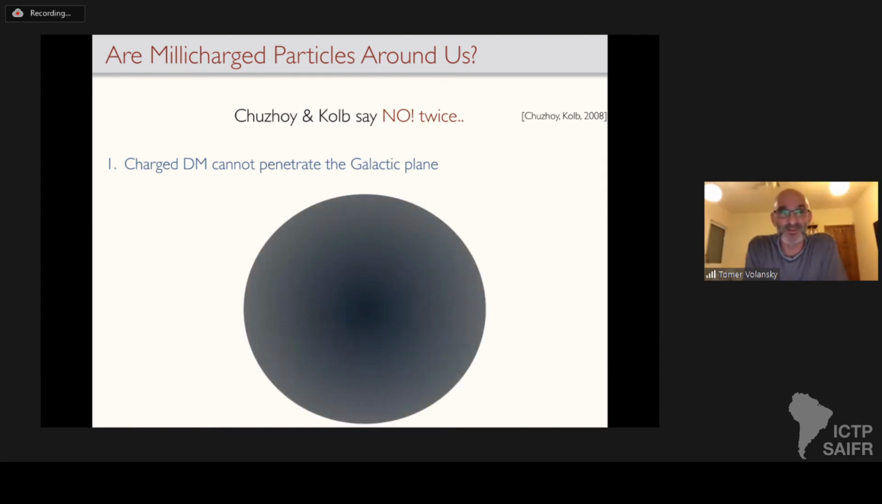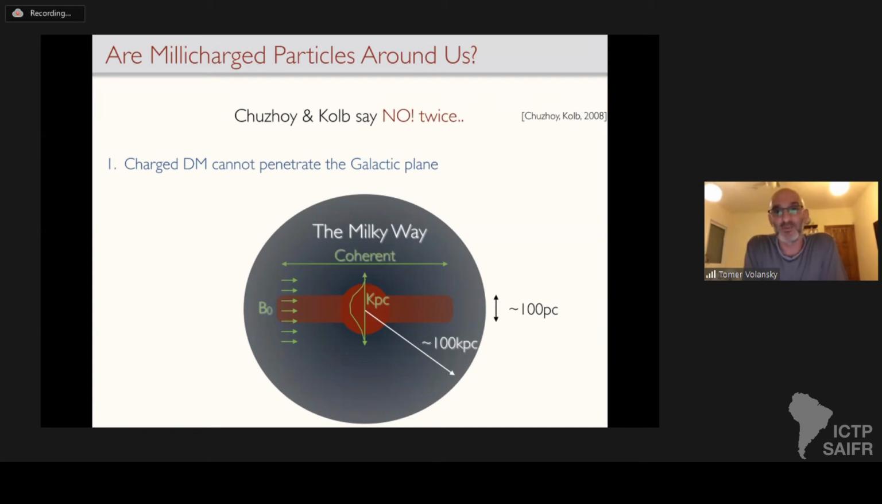So I'm going to explain it at that level. This is a ball. It's our galaxy, and it's roughly 100 kiloparsec. There's a galactic plane inside, which is roughly 100 parsec, and there's a bulge, which is roughly a little bit more, a kiloparsec or so. And then there are coherent magnetic fields, which are aligned with this galactic plane. The point is the following: if a particle comes in, and its gyro radius is smaller than this 100 parsec, then it just gyrates around these coherent magnetic fields, and it can't penetrate the galactic plane.